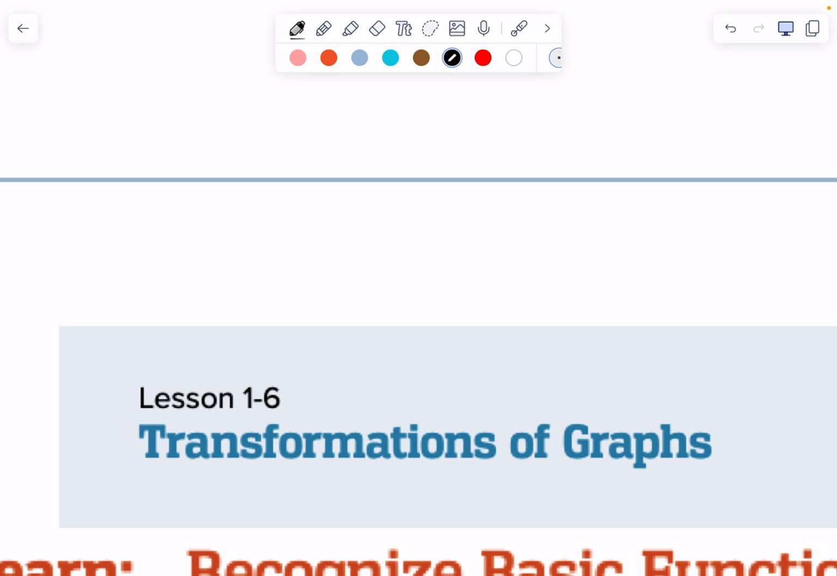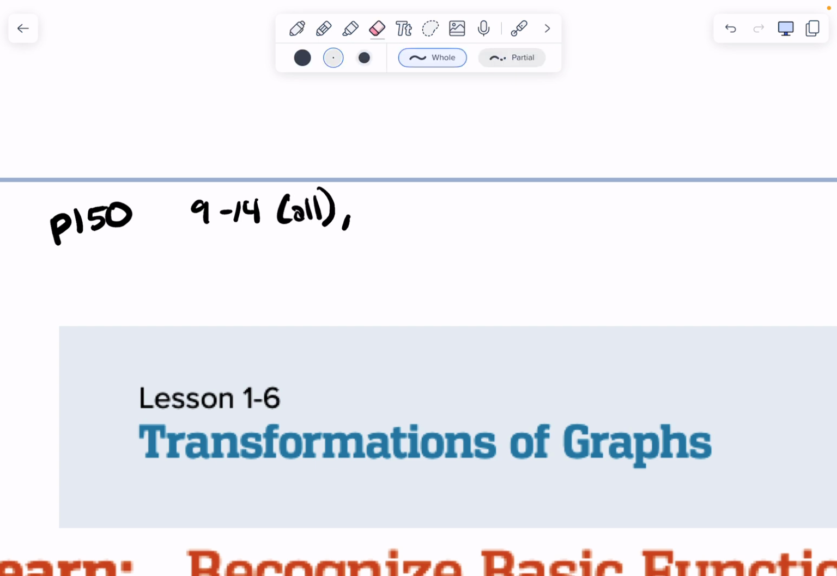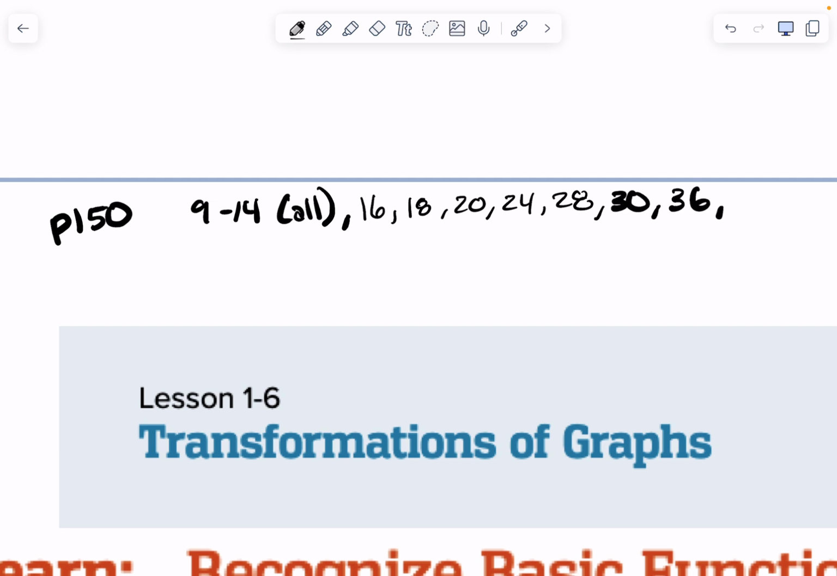Let me write that down. Page 150. 9 through 14 is all, and that must be a matching thing. And then, oh gosh, we got lots: 16 and 18 and 20 and 24 and 28 and 30 and 36 and, oh my lordy, 40 and 48 and 50 and 72 and 76. And that's it. And it says just list, don't graph.